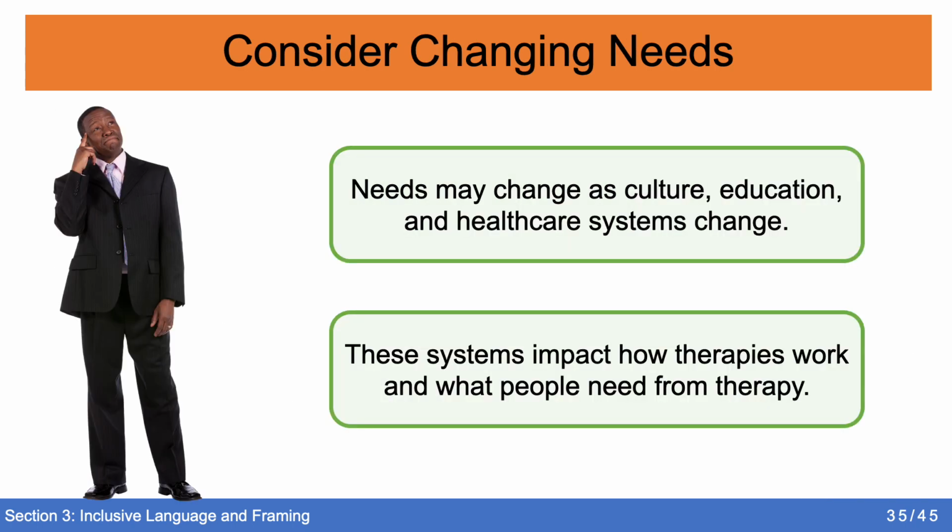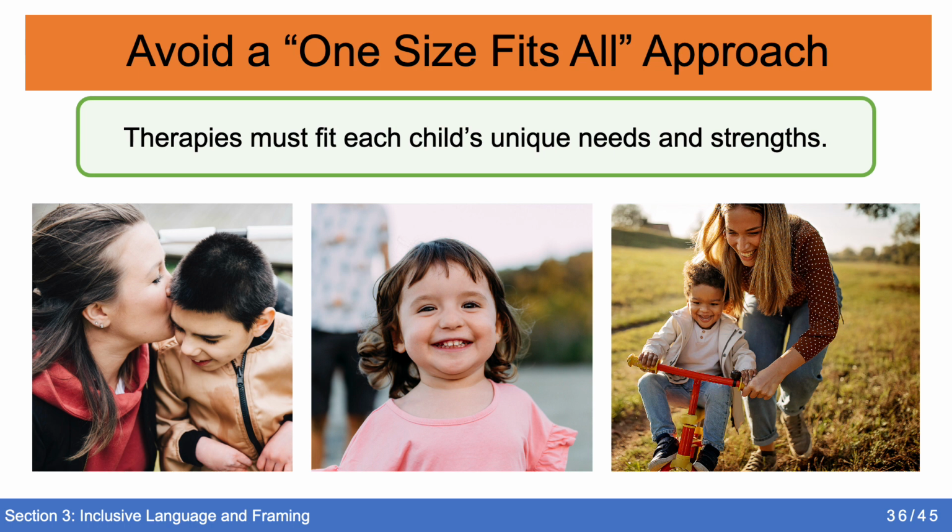Researchers should also remember that research priorities may change over time. Autistic people's needs might change as culture, education, and healthcare systems change. Researchers need to remember how these systems impact therapies and what people need from therapies. Researchers should also avoid a one-size-fits-all approach to developing therapies. They cannot assume that each child and family wants and needs the same thing. Therapies need to fit each child's unique needs and strengths.